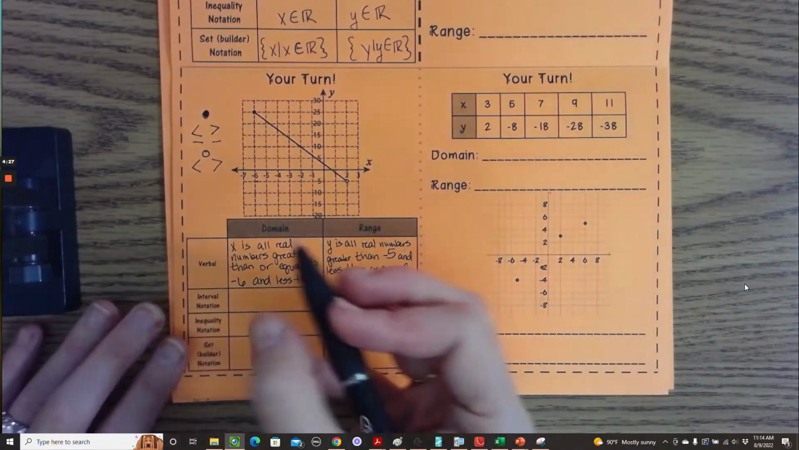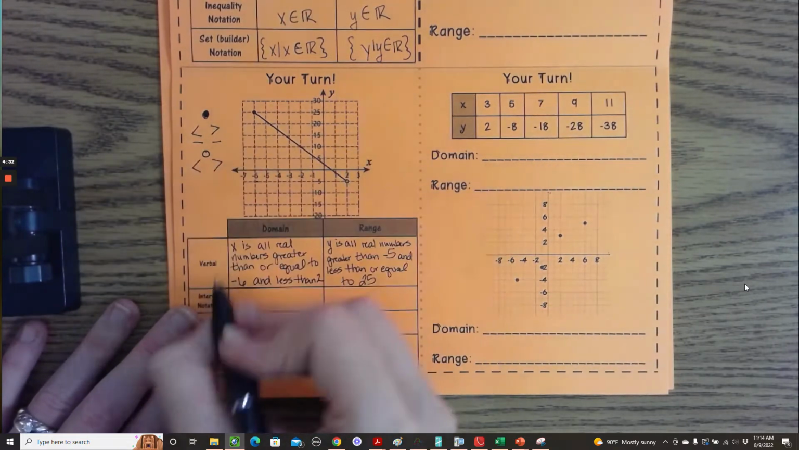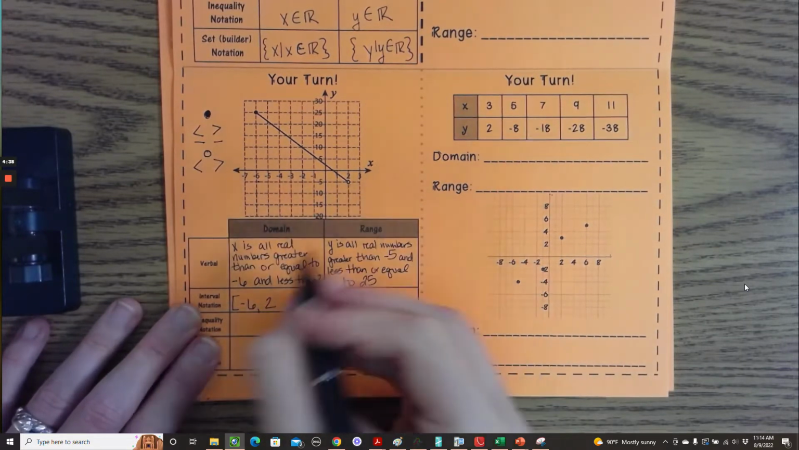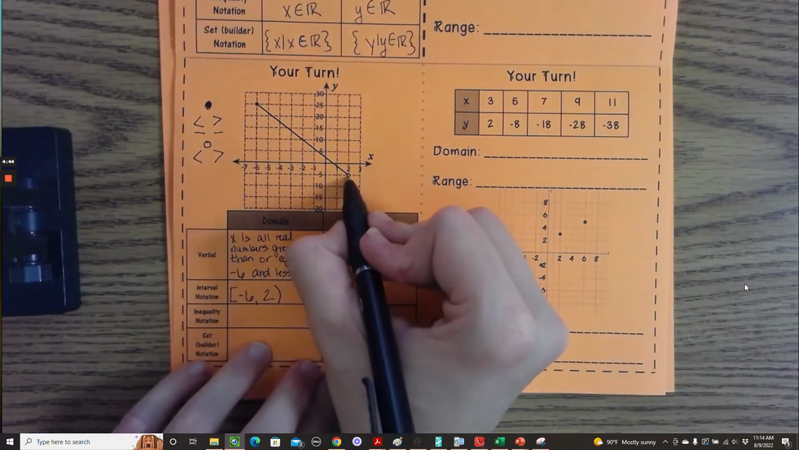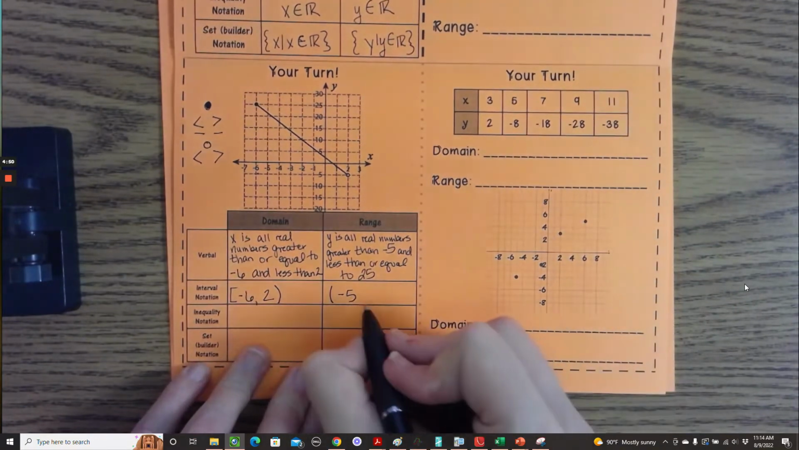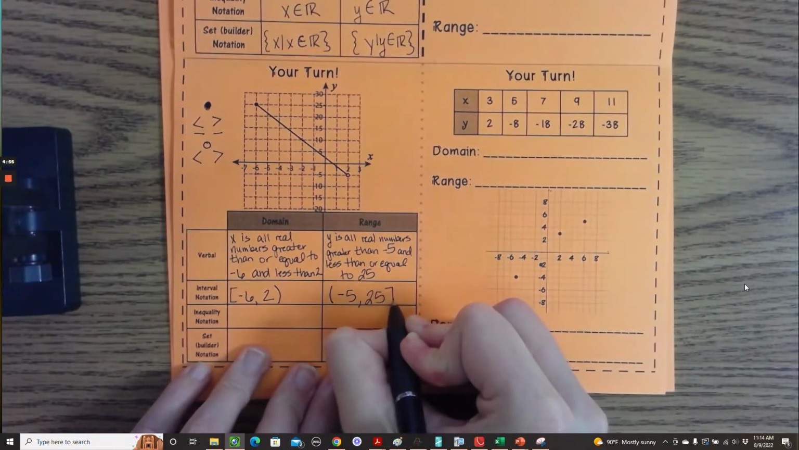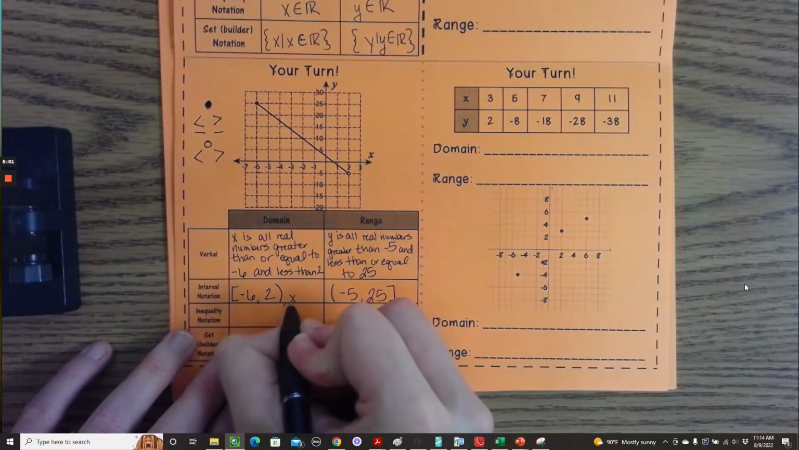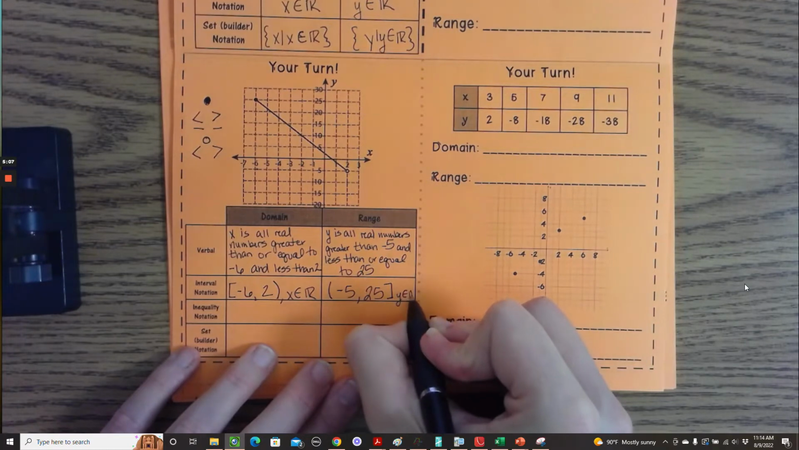All right, in interval notation, my smallest x is a negative 6. It's a solid dot, so that would be a bracket. My largest x is a 2. It's an open circle, so that would be a parenthesis. For the range, my smallest y is a negative 5. It's that open circle, so it's going to be a parenthesis. My largest y up here is a 25. It's a closed circle, so it would be a bracket. And then we could also add x is in the set of all real numbers, y is in the set of all real numbers.